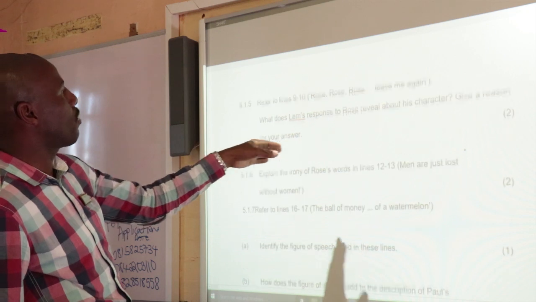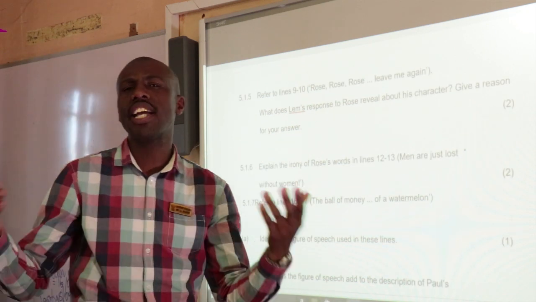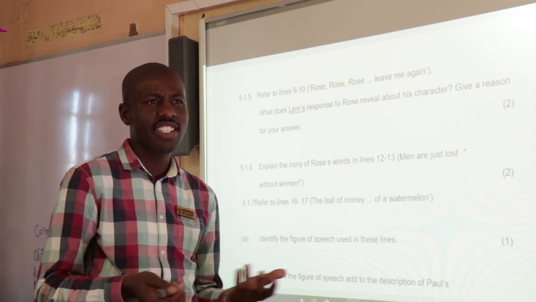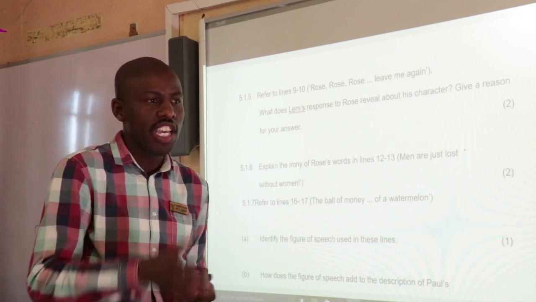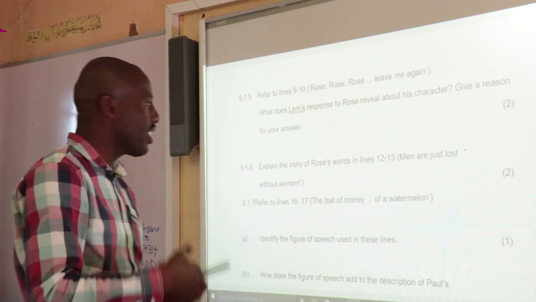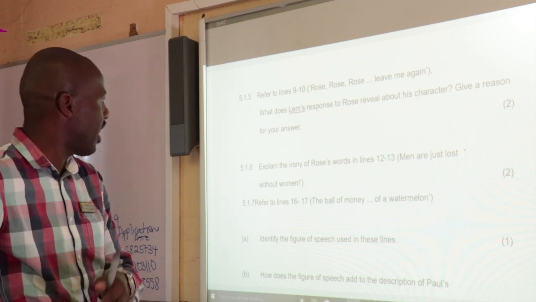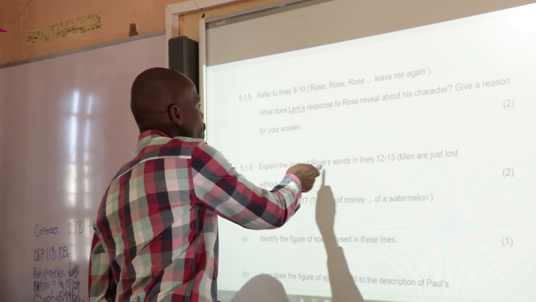Line 515: what does his response to Rose reveal about the character? When Rose says, never leave me again, you know. Now it suggests that he is not honest, he is dishonest. He is saying this as if he needed her, he was alone. Whereas we know he wasn't alone, he was with a girlfriend, he was happy there until Mrs. Hager returned. Explain the irony in Rose's words.